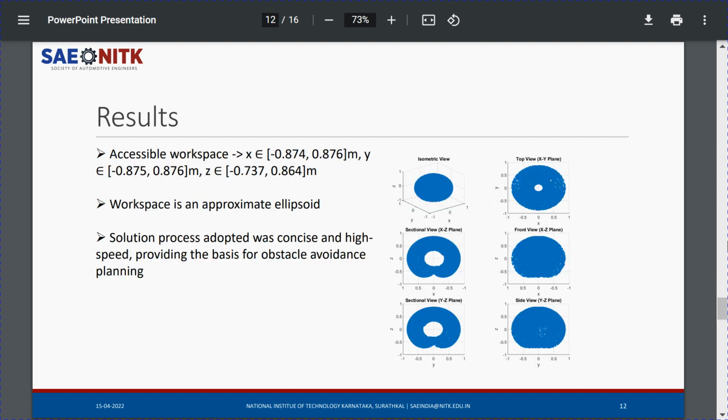The isometric view, top view, side view, and the sectional view of the workspace is represented here. From the figure, we can see that the workspace is an approximate ellipsoid and the simulated workspace range is accurate and closely matches with the actual workspace of the robotic arm.